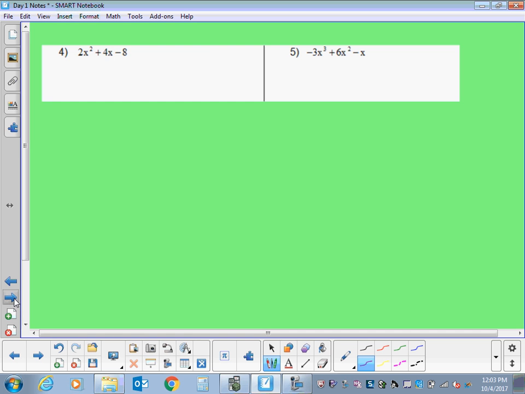All right, let's look at number 4. 2x squared plus 4x minus 8. I want you to put 3 lines underneath it. Let's look at our numbers first. Do I have a common or GCF with my numbers? 2, 4, and 8. What's the highest number that goes into each of them? 2. So let's bring down our 2. What about my variables? I have x squared, x, and nothing. Do I have a GCF in the variables? No.